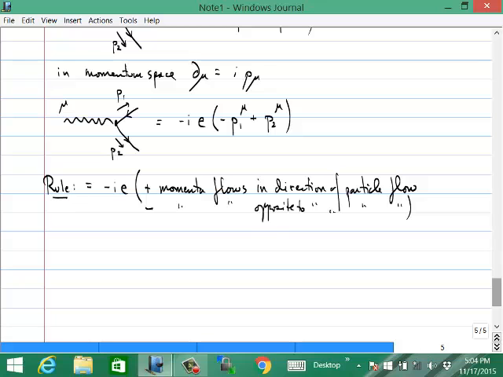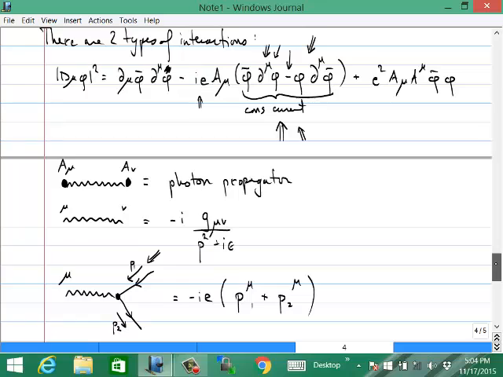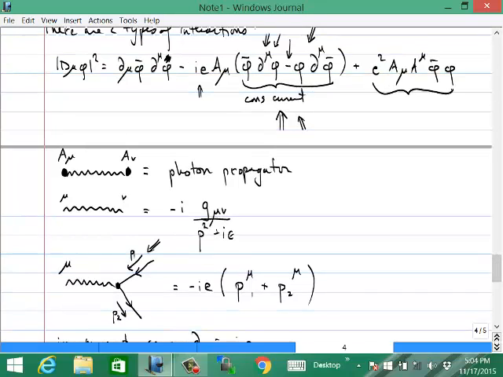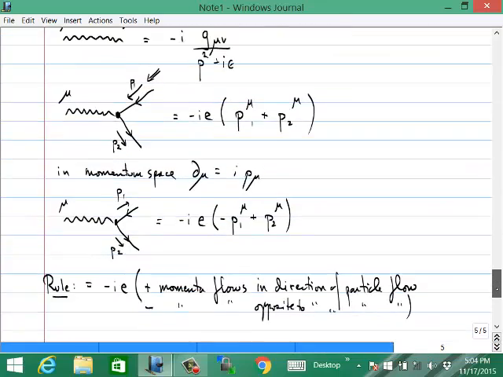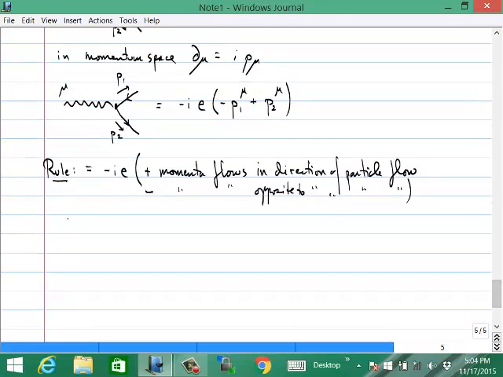So finally, we have one more type of interaction, which comes from this term here. That's an interaction where two photons become an electron and a positron. So that means you have a vertex like this.